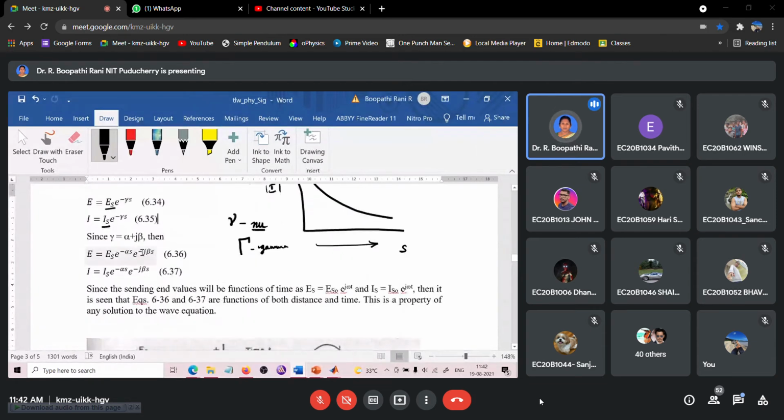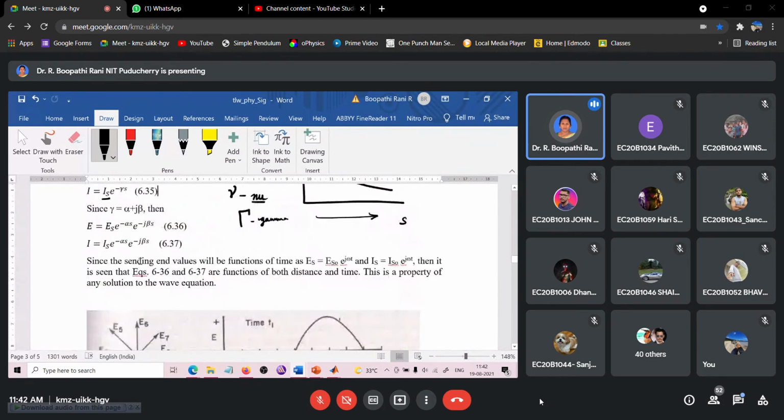And this propagation constant is the sum of attenuation constant and phase constant, so alpha plus j beta. This propagation constant is a complex number, so that we can substitute and we can expand the terms.